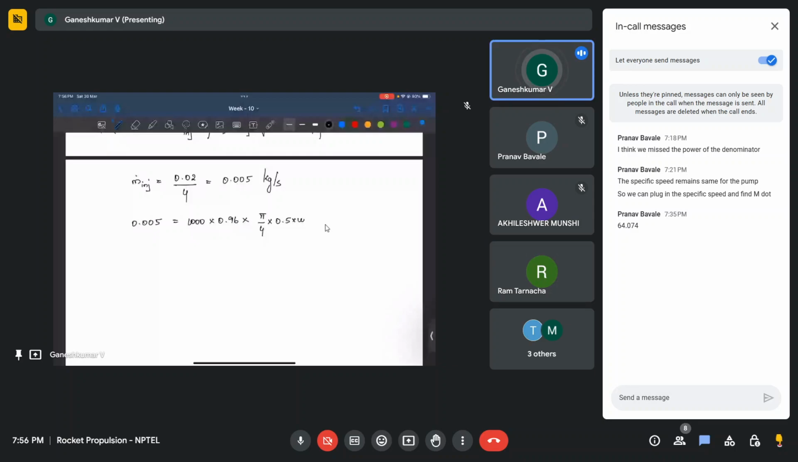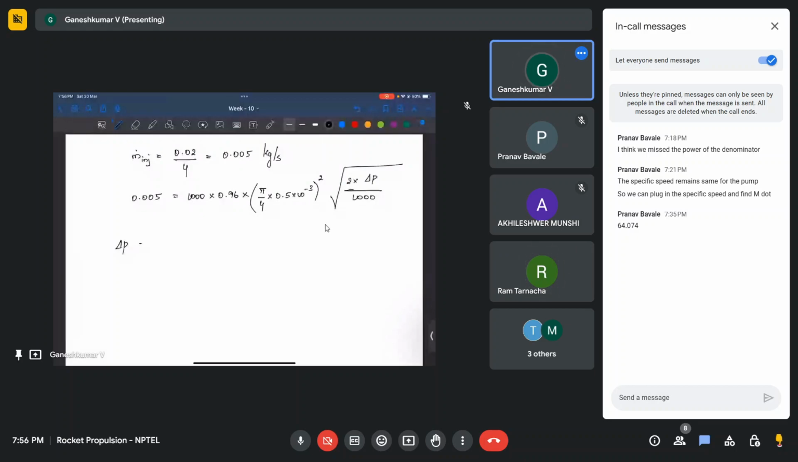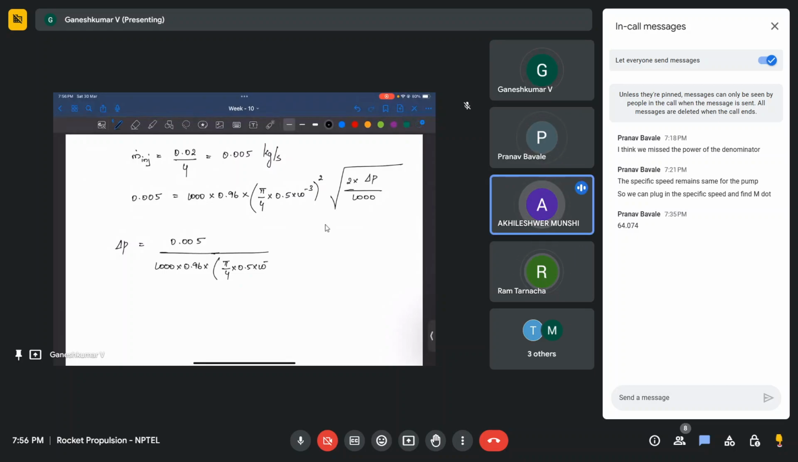Okay, so how much is this coming out to be? Let me just rearrange for the sake of completeness. So pi by 4 will not be inside the square, it will be outside, right? Sorry. Only the diameter is squared. True, true. Sorry.